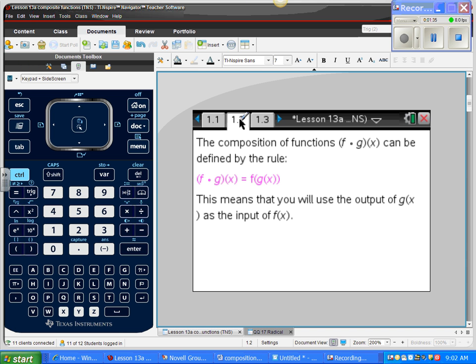You see this little dot in there? It's actually an open circle. It does not mean multiplication. That does not mean multiply F and G together. It's just a different notation. Basically, what this means is we're going to take the output of G of X and use it as the input for F of X. So you take what comes out and you put it in. So what the heck does that mean, right? We don't know.